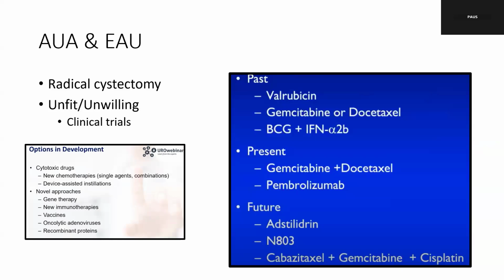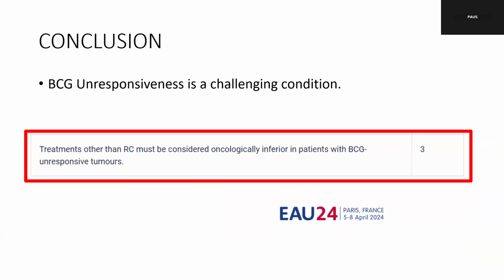So a lot of new treatments are coming. They are in phase 2 and phase 3 trials, but we have to wait for the outcome. But up to now, in the EAU or AUA guidelines, no new treatments are recommended. So in conclusion, BCG unresponsiveness is a challenging condition. Treatment other than radical cystectomy must be considered oncologically inferior. This is from EAU 24. Thank you very much.